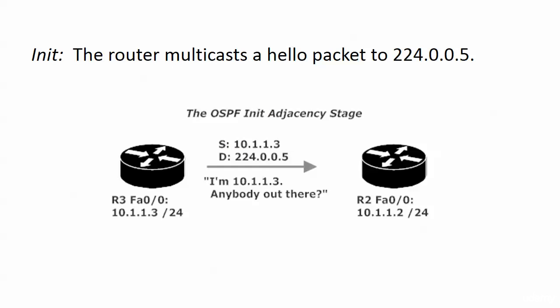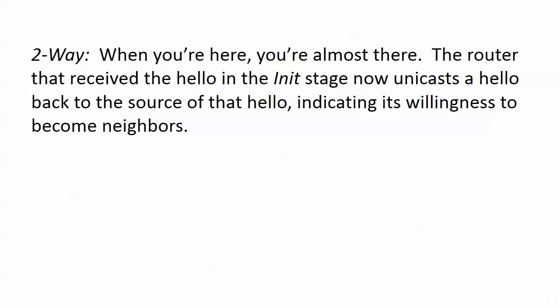Now, the init stage, the router itself is multicasting a hello to 224.0.0.5. We know that's where hellos go. And basically, I wouldn't say it's a cry for help, but I would say it's a cry for an adjacency. The router is multicasting this packet and saying, hey, I'm 10.1.1.3. Anybody out there? Any other OSPF speaking routers? Well, when we reach that two-way stage, you're almost there. And I mean, of course, the adjacency is almost there.